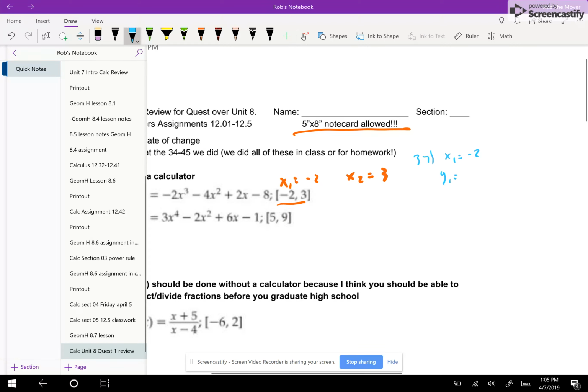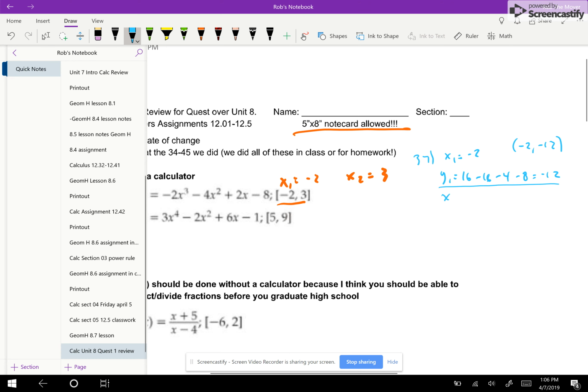So y1 would be, and you could do this with a calculator. I'm not going to use a calculator. -8 times -2 is +16. And 4 times -4 is -16. -4 minus 8 is -12. So my first y value will be -12. That gives me the point -2, -12.